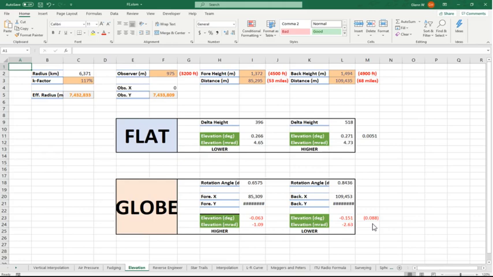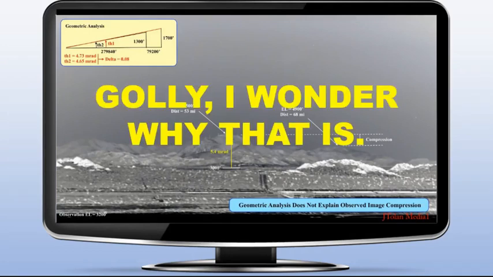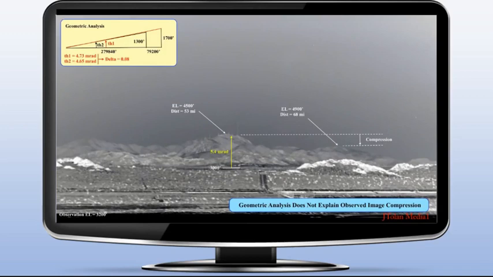And that is a difference of 0.088 degrees. And if you remember back 1 minute, the angle that we actually measured was 0.083 degrees. So score 1 for the globe and 0 for flat Earth trigonometry. So the geometric analysis does not explain the observed image compression. Something else is going on.